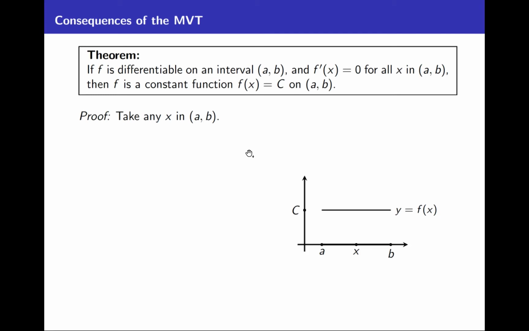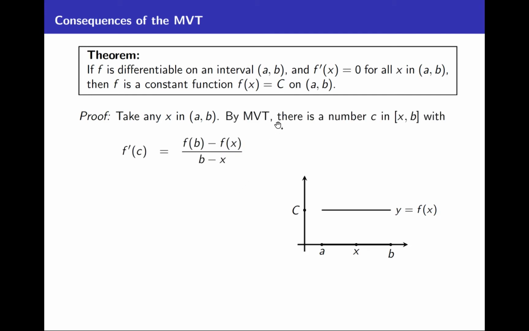And what we're going to do to prove this is apply the mean value theorem not to the interval from a to b, but rather to the interval from x to b. By the mean value theorem, there is a number c in this interval from x to b, for which f prime of c equals f of b minus f of x over b minus x. The difference in the f values between b and x divided by b minus x.